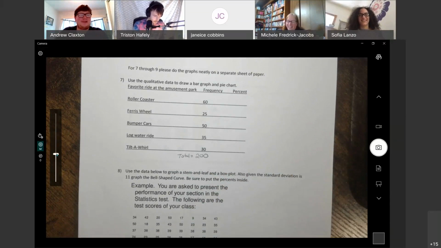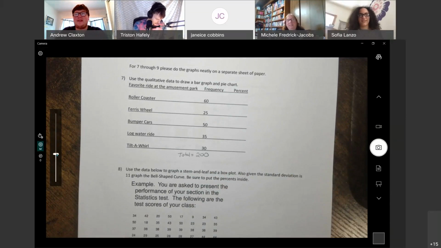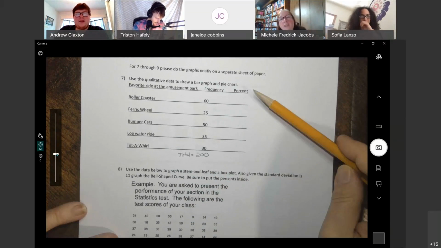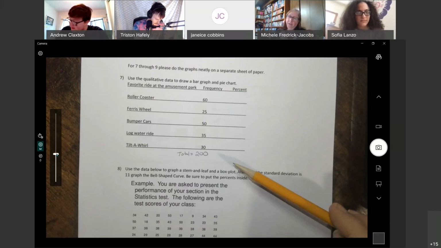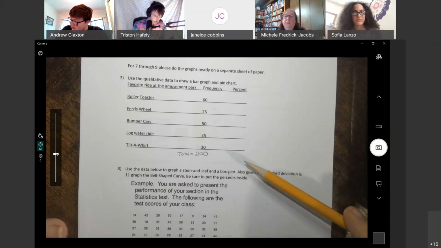Yep. Oh yeah, it would be different because you're using 200 pieces of data. The other thing you could have checked, your percents should add up right. Percent should be almost exactly 100, a little larger or a little smaller if you rounded.